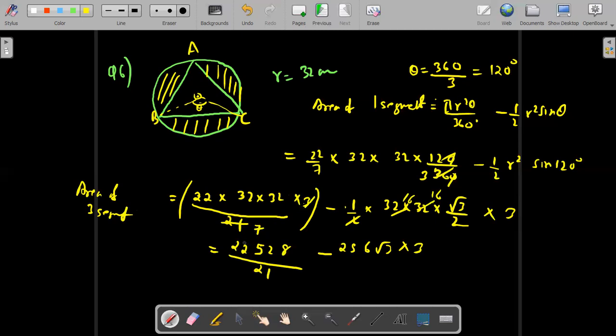So it will be 22528 upon 7. So 22 into 32 into 32, we get 22528. 3 and 21 we can cancel. So the denominator is not 21, denominator is 7. So the final answer we get is 22528 upon 7 minus 256 into 3, that is 768 root 3. That will be the area of the shaded portion as per the question.